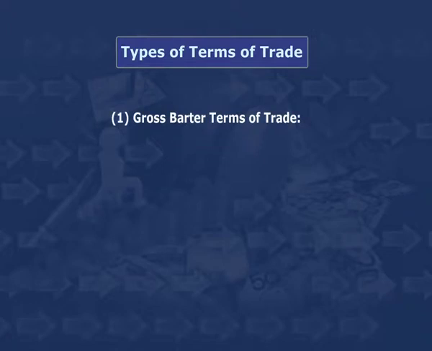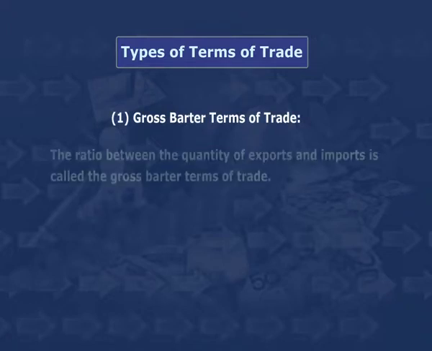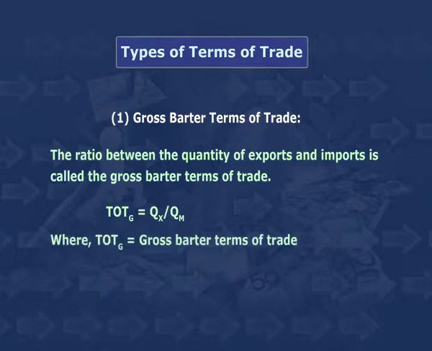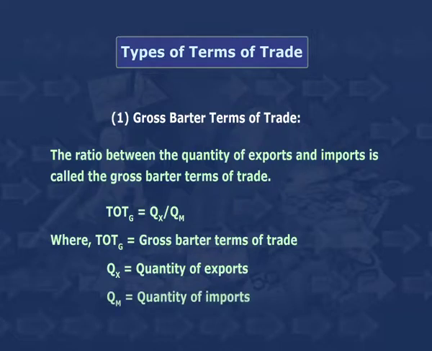First, gross barter terms of trade. The ratio between the quantity of exports and imports is called the gross barter terms of trade. The equation for it is TOT-G equals QX divided by QM, where TOT-G is gross barter terms of trade, QX is the quantity of exports and QM is the quantity of imports.